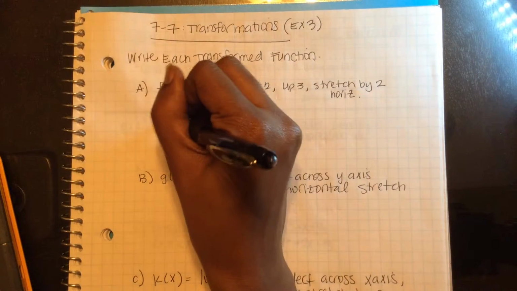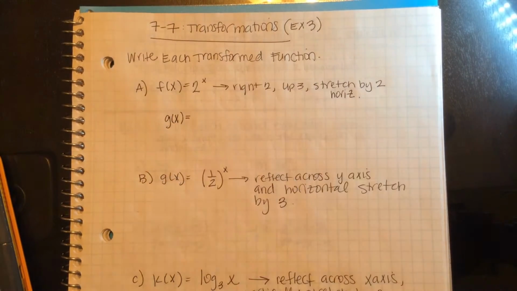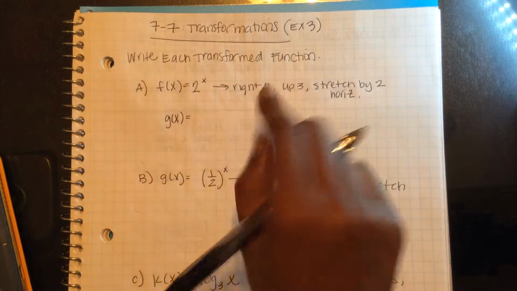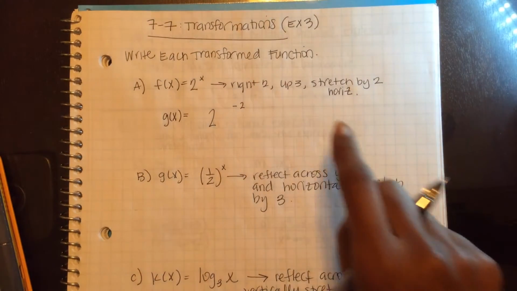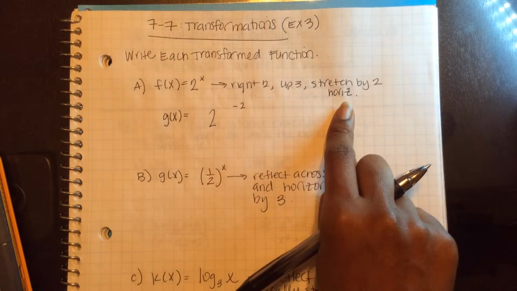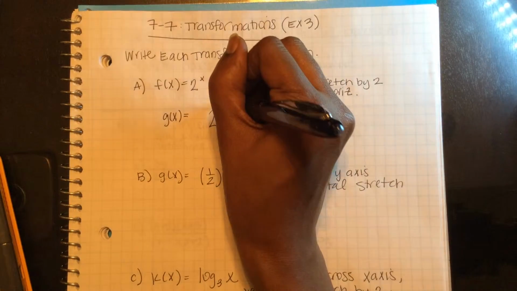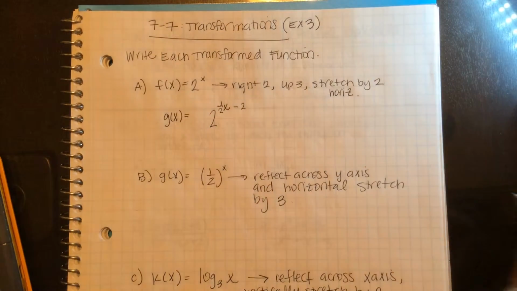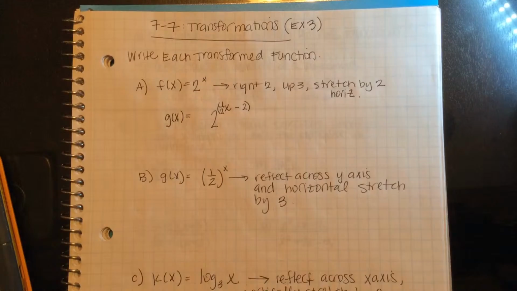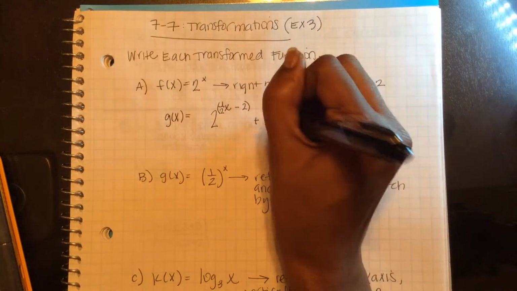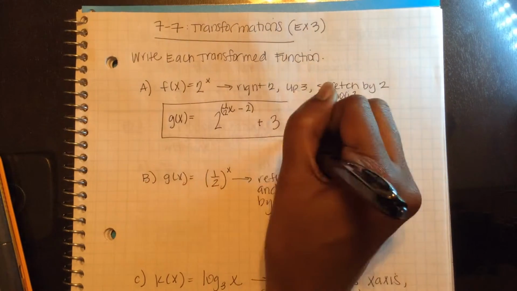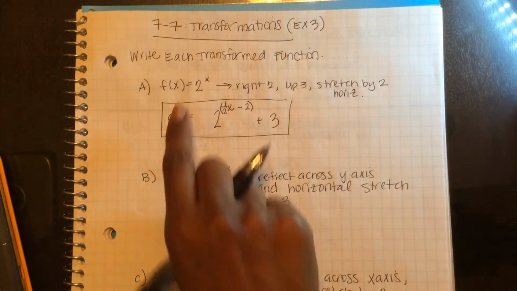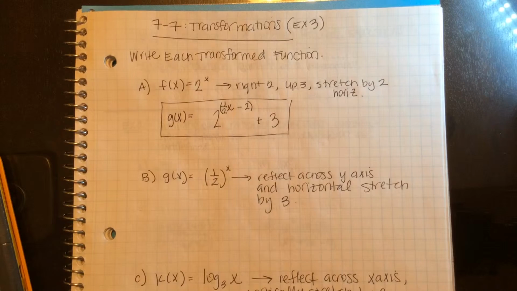So our new function I'm going to name is g of x. And if I'm going to shift it right 2, that means I'm going to be subtracting 2 from my x. If I want to horizontally stretch by 2, that means I'm going to multiply my x by 1/2. So this is all in my exponent. And then up 3, adding 3 on the end. So this would be my transformation of this 2 to the x function.